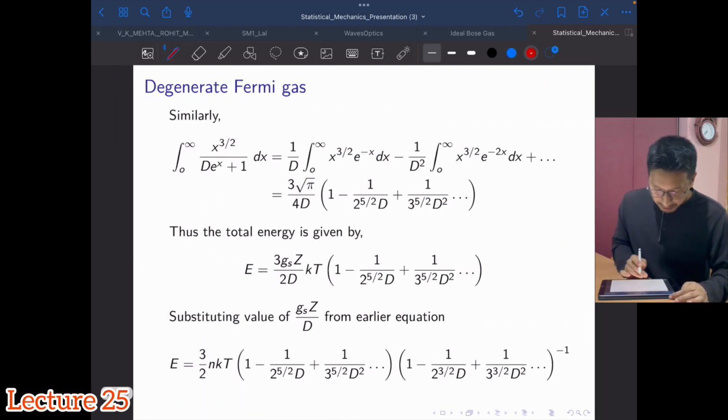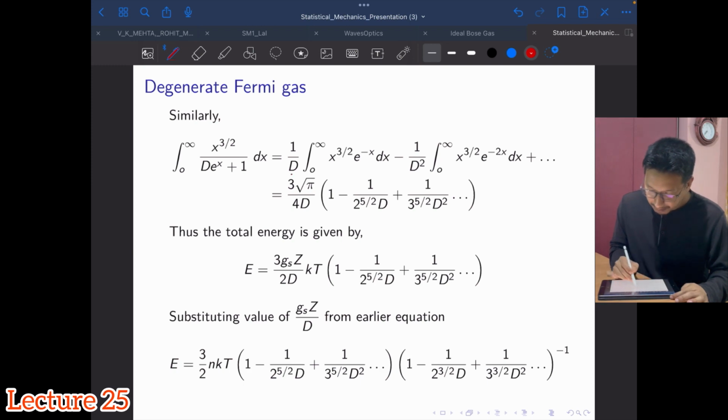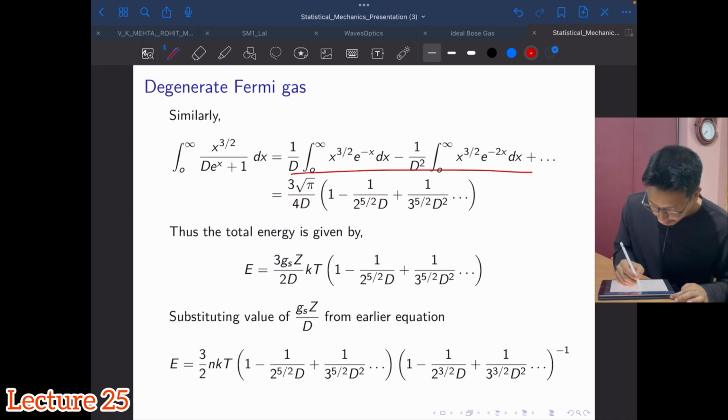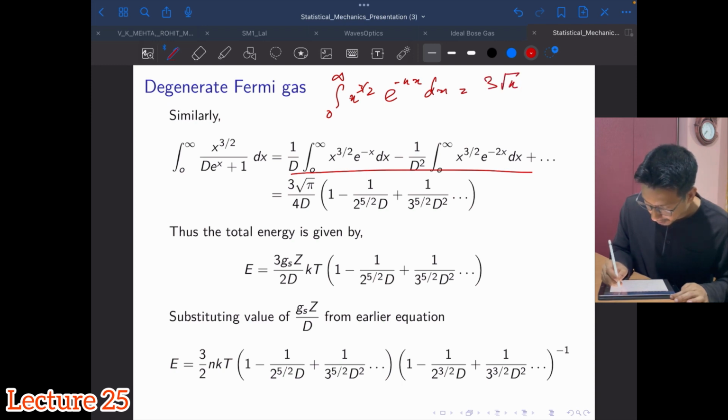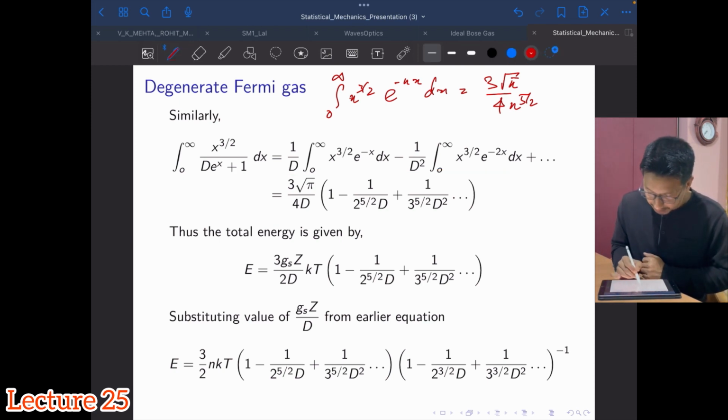Similarly for the other integration, x to the power 3 by 2, following similar steps, you will end up with this integration. Each integration you have to carry out, and we know the standard formula for that. The integral of x to the power 3 by 2 e to the power minus nx dx is given by 3 root pi by 4 n to the power 5 by 2. Substituting these values of the standard integration, you will end up getting this expression.